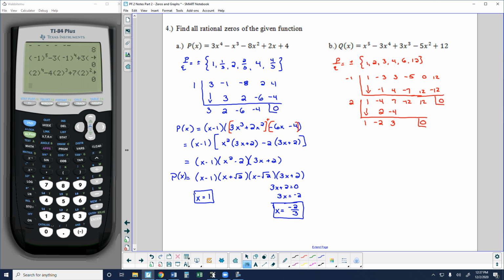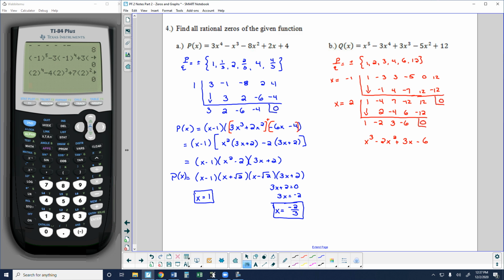3 times 2 is 6. Put that in the next column. Add down that column. That gives me negative 6. Take 2 times negative 6, which is negative 12. Put that in the next column. Add down the column. It gives me 0. So far I've come up with 2 zeros. x equals negative 1. x equals 2. Now what's left over here is x cubed minus 2x squared plus 3x minus 6.